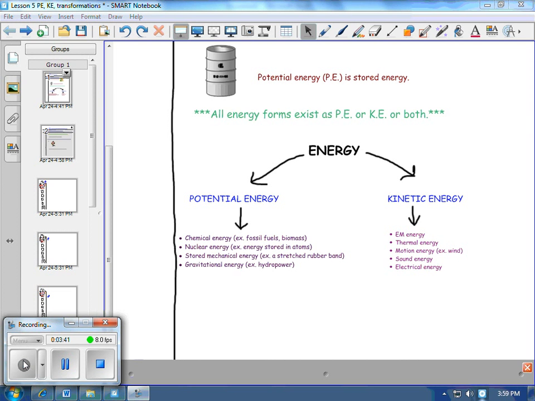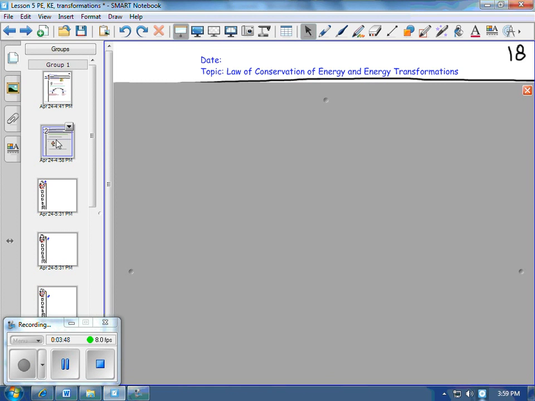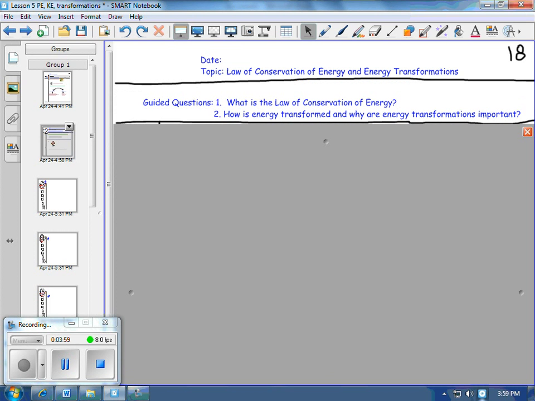That wraps up part 1 of these 2 notes. So now we can move on to page 18. The topic here is the law of conservation of energy and energy transformations. We have 2 guiding questions for this page of notes. Number 1, what is the law of conservation of energy? And number 2, how is energy transformed? And why are energy transformations important?